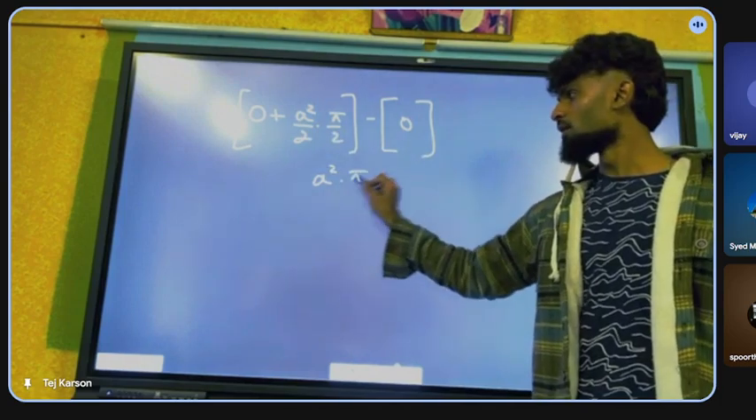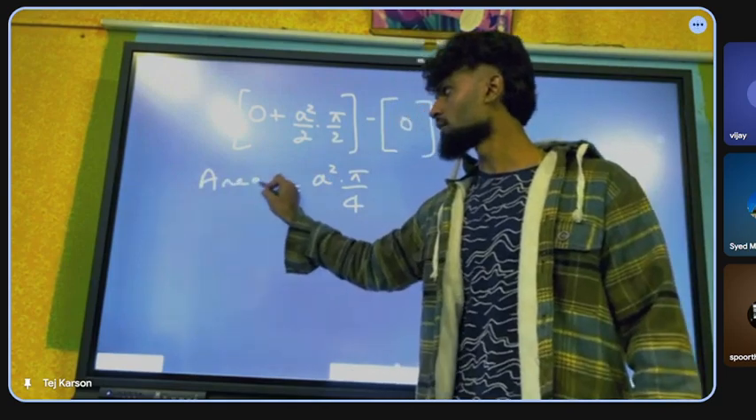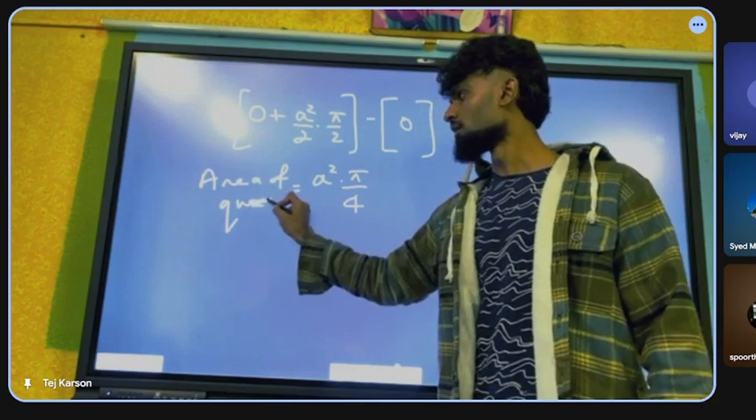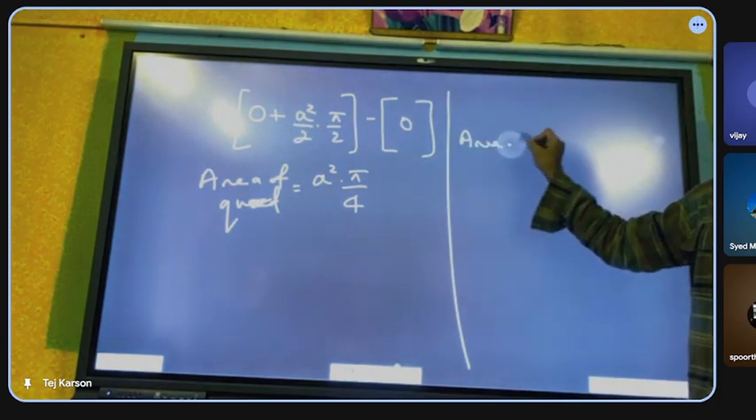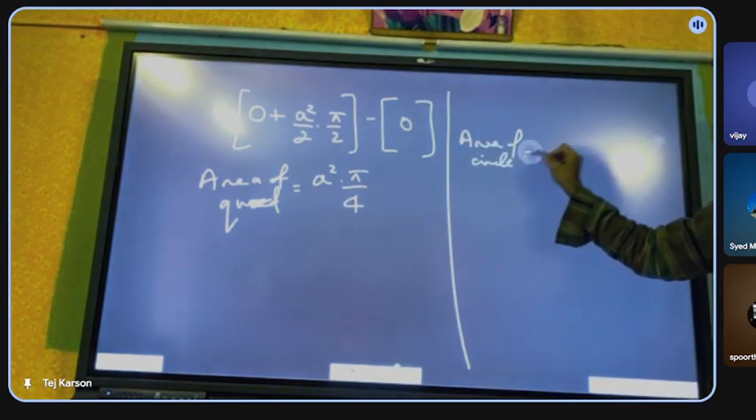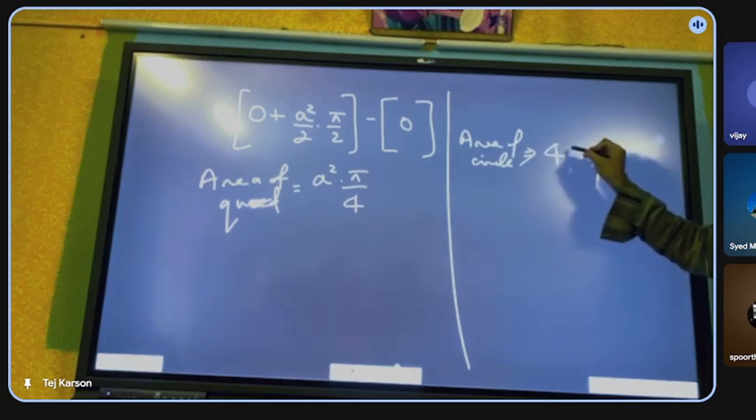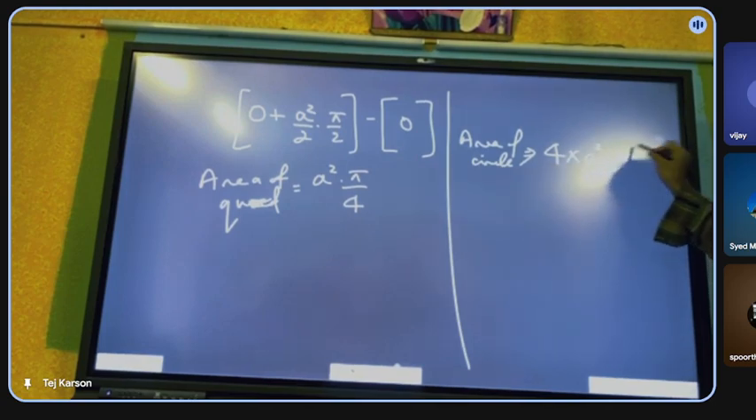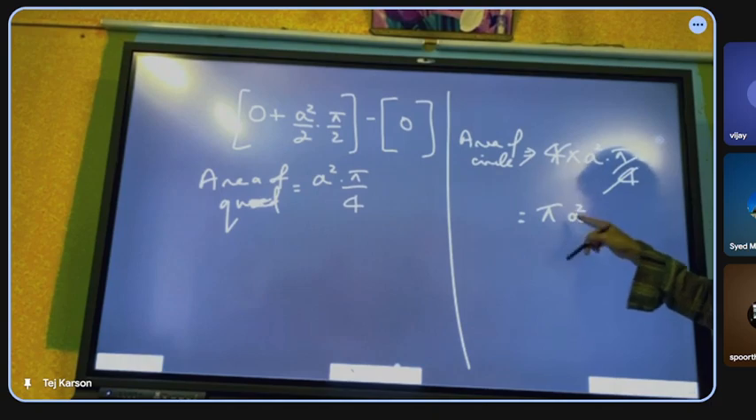Pi by 4. But all this drama was for area of a circle or for area of a quadrant? Quadrant. But what does my question ask you to find? Circle. How do you find the area of a circle? By multiplying it by what number? One circle is how many quadrants? 4. So you write 4 into a square dot pi by 4. 4 gets cancelled. What remains? Pi a square.